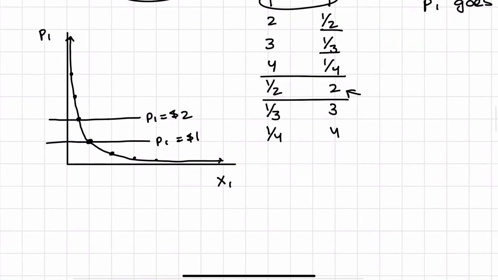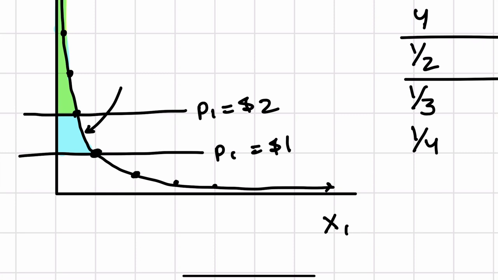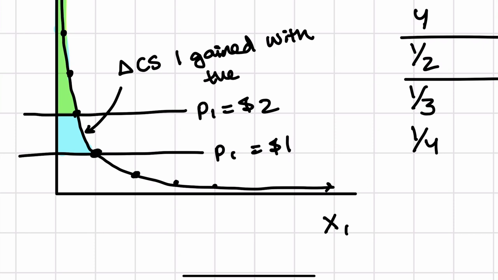So we know that, again, consumer surplus is the area under the demand curve and over the price. So here's my consumer surplus, the yellow area is the consumer surplus at the price of $2, and then the price falls to $1. And here's my new consumer surplus, all of this area. And so what I want to know is, what is this area in turquoise here? This area is the change to consumer surplus I gained with the price drop.